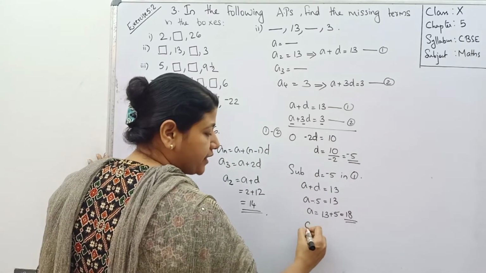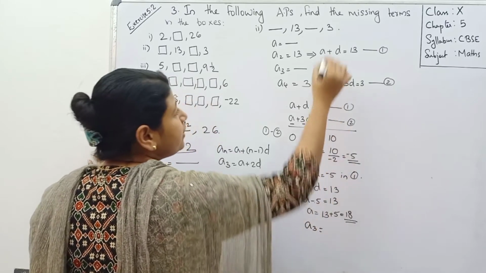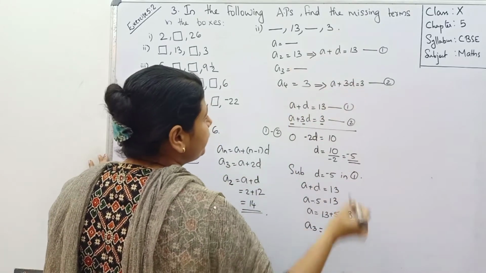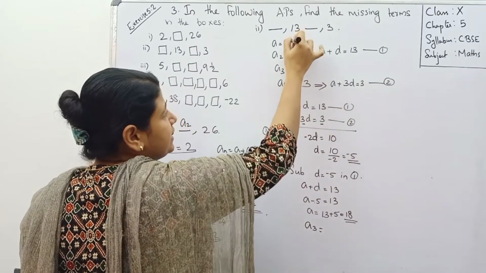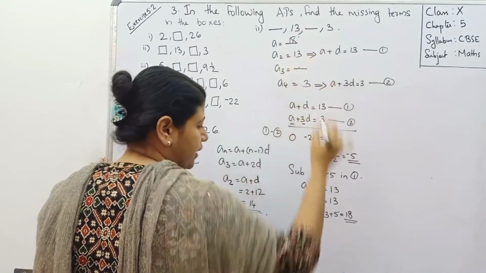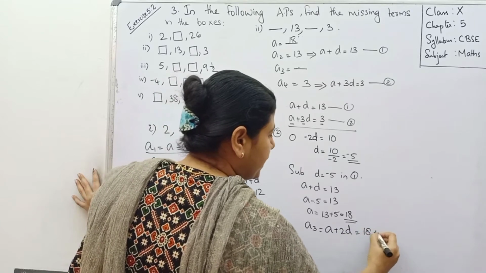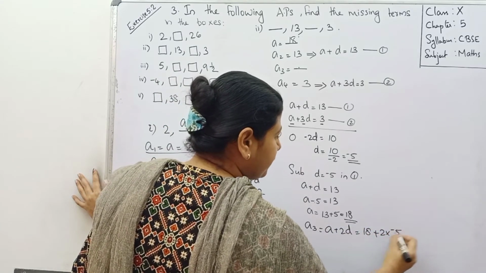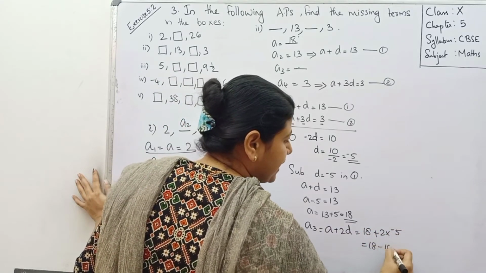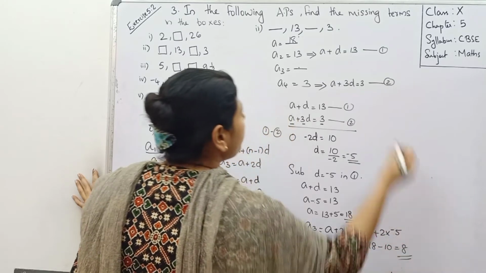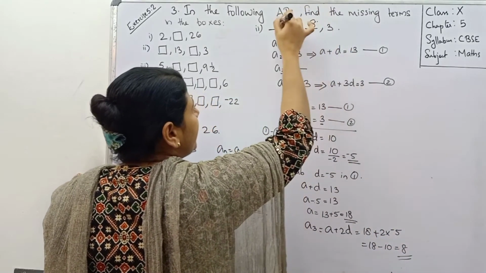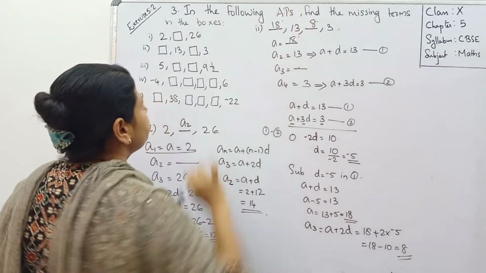Now we have to find a3. We got a as 18. a3 can be taken as a plus 2d: 18 plus 2 into negative 5, that is 18 minus 10, which is equal to 8. So here this is 8 and this is 18.